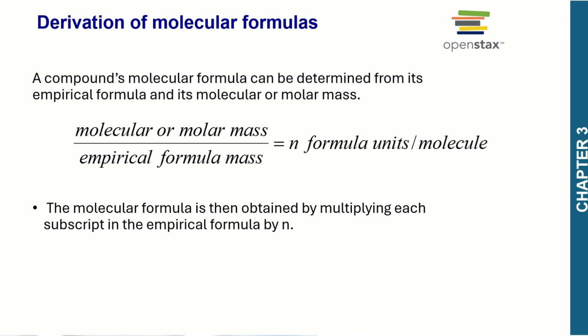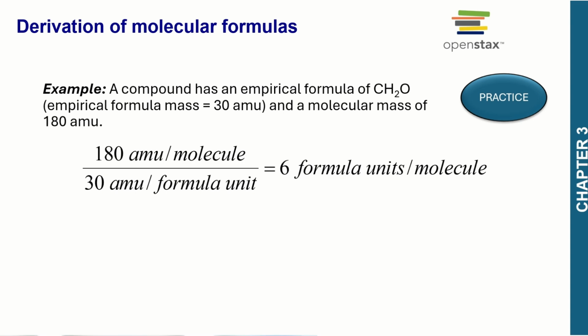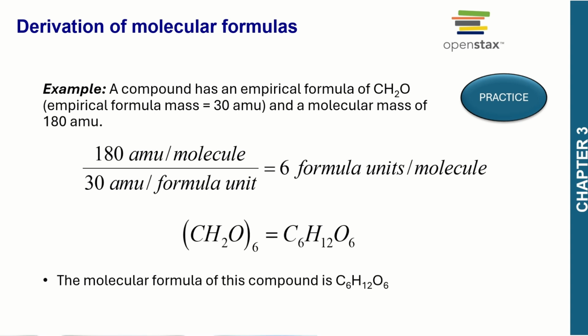To find the molecular formula, as I said, you're going to find the ratio between the molar mass of the molecular formula and the empirical formula mass. The molecular formula is then obtained by multiplying each subscript in the empirical formula by n. Let's do this. Here I have the empirical formula mass, 30 atomic mass units, and a molecular mass of 180 atomic mass units. You only need to divide, and you have 6, so you're going to multiply by 6, so I have C6H12O6. This is the molecular formula of this compound.